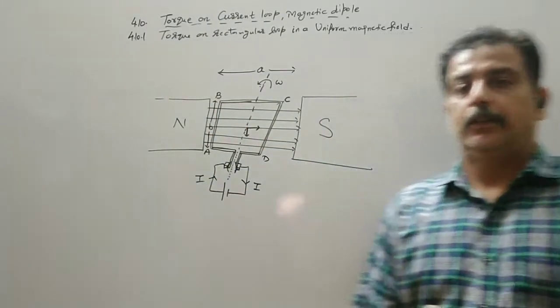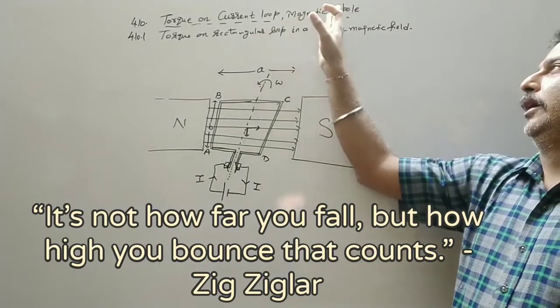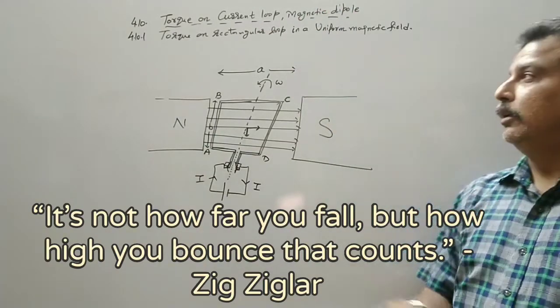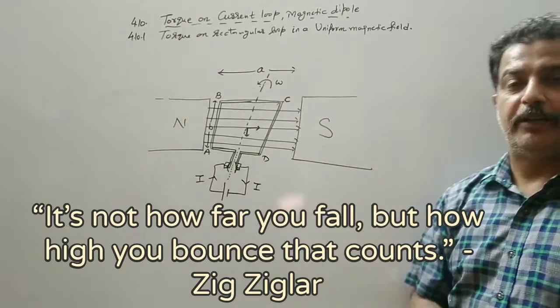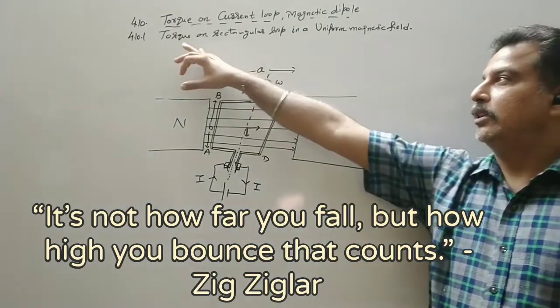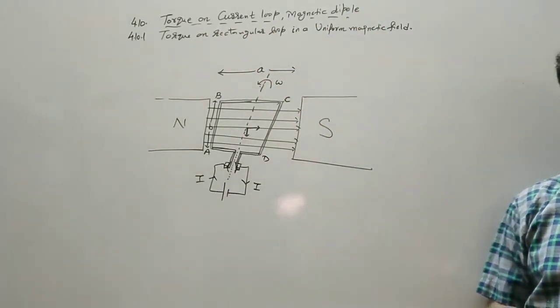Hello students, today we will do the torque on a current loop and magnetic dipole. Now this topic 4.10 has different parts. The first part is torque on a rectangular loop in a uniform magnetic field.